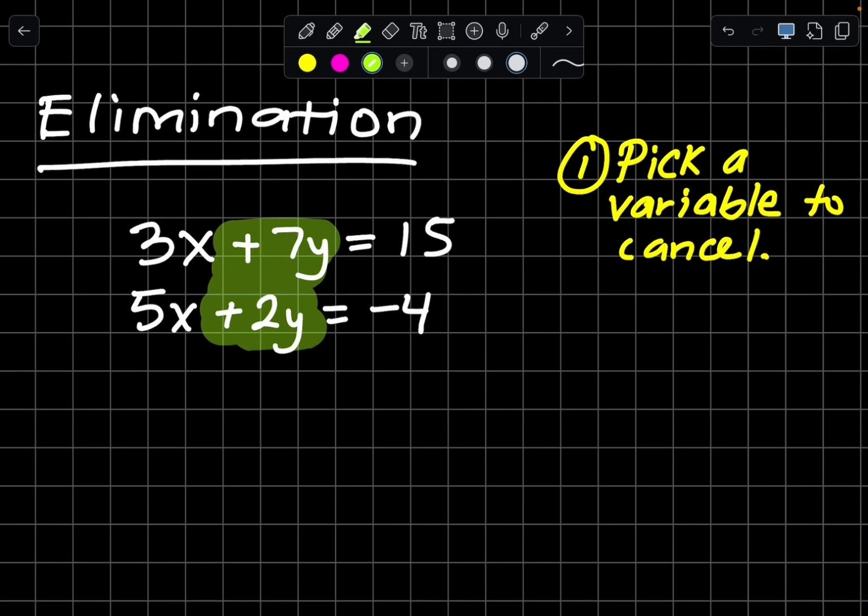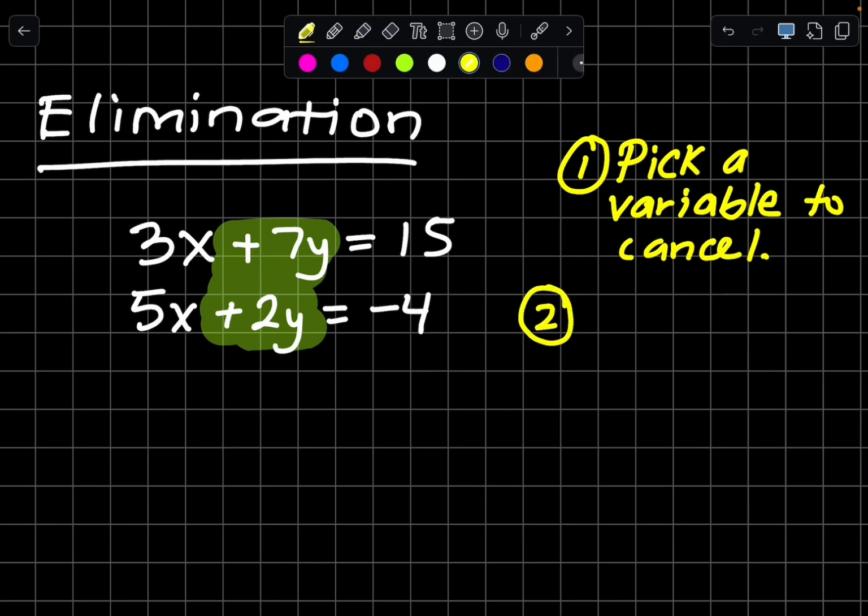So 7 and 2 are obviously not opposites of each other, which means we have to find a common multiple so that we are able to cancel them out. What is a common multiple of 7 and 2? 14. Yes, excellent. So let me write that as your next step.